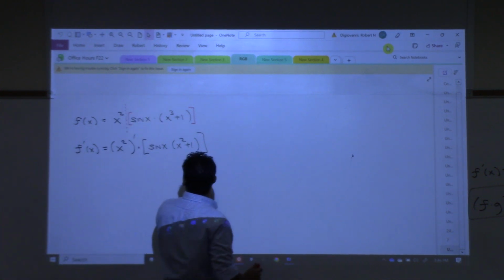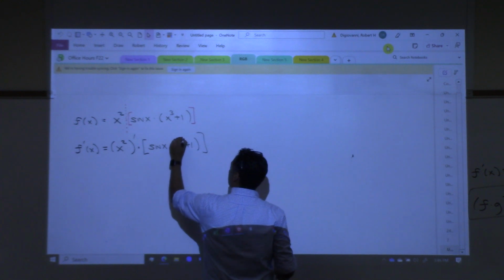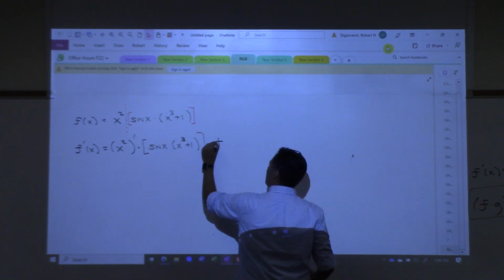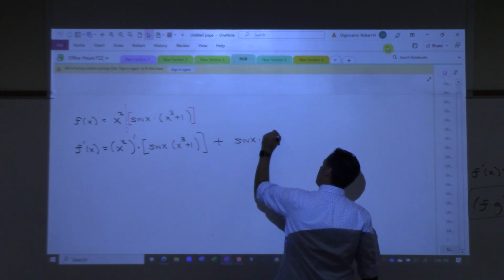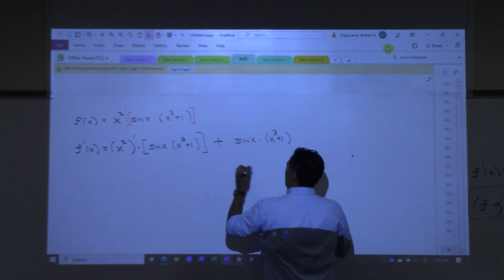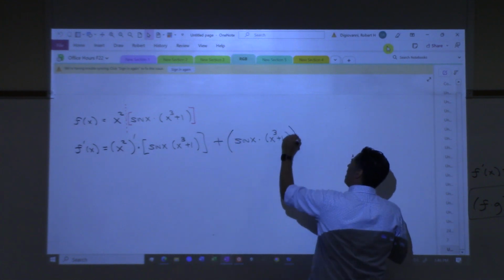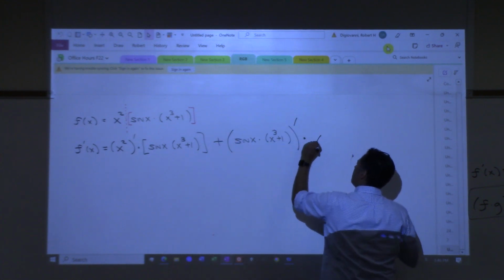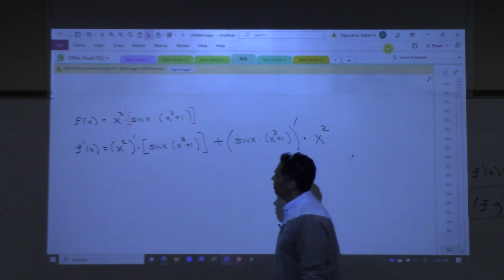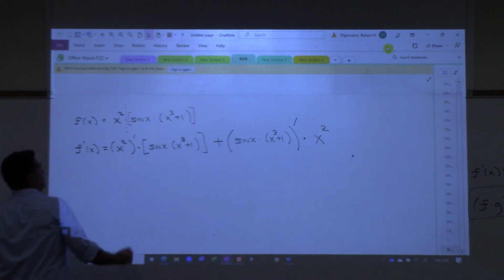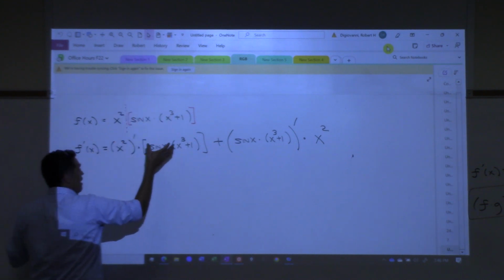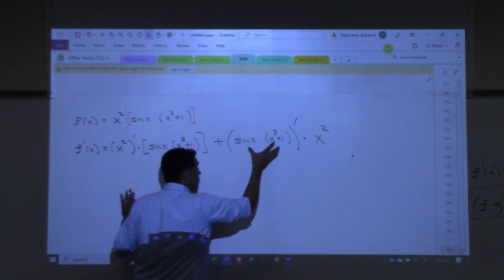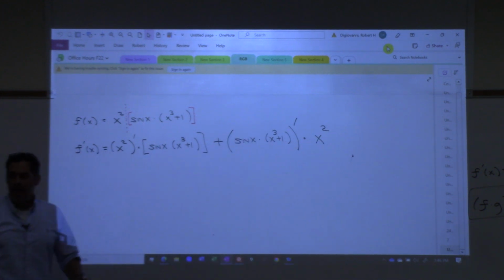It's x to the third. X to the, yeah, thank you, x to the third. And then plus, now I have to take that sine x times the x cubed plus 1, that right there, I need to take its derivative and then times the first one. So I have a first function and a second function. The derivative of that is the derivative of the first one times the second one plus the derivative of the second one times the first one. That is our product rule to start.